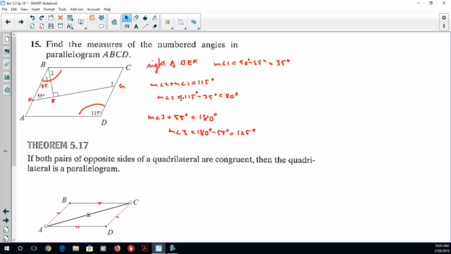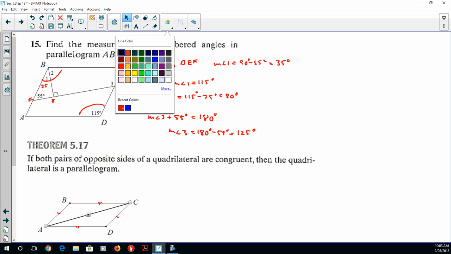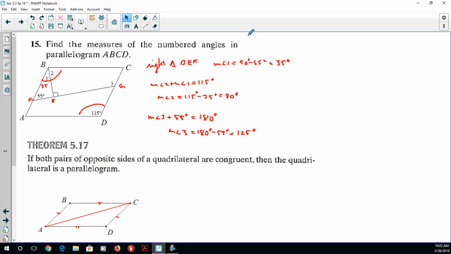Okay. Now what do we have? We have then that, of course, these opposite sides are congruent, those are congruent. AC is certainly congruent to AC. So by side, side, side, triangle ABC is congruent to triangle CDA.